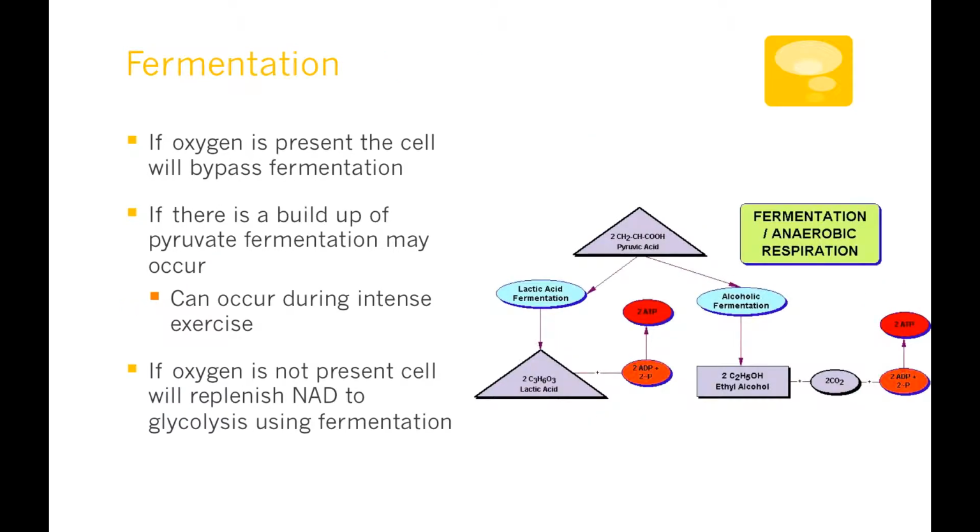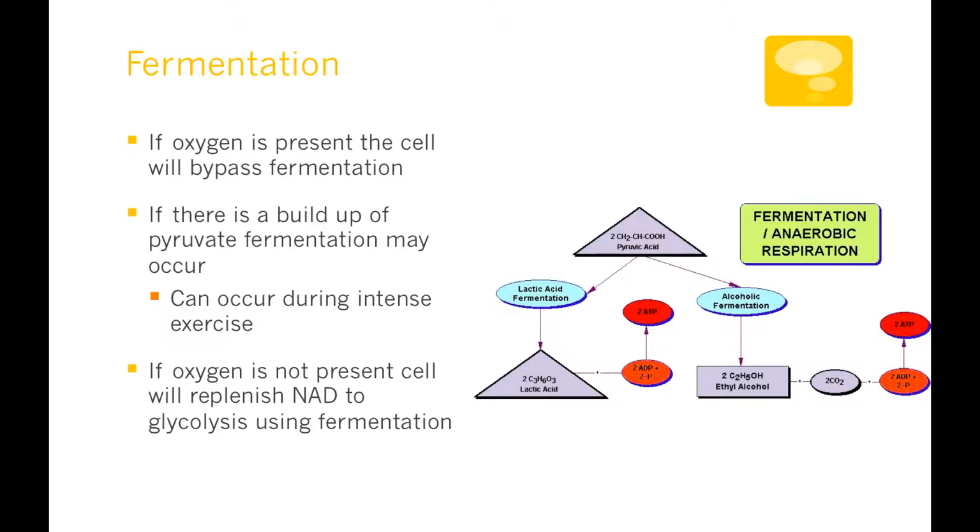So to summarize fermentation, if oxygen is present, the cell will bypass fermentation. If there is a buildup of pyruvate, fermentation may occur. This can occur during intense exercise. We lack what we need to continue aerobic respiration, and anaerobic respiration will occur, and this is why muscle fatigue sets in. If oxygen is not present, the cell will replenish NAD to glycolysis using fermentation. So if there's no oxygen ever present, then fermentation is the pathway which we will use pyruvate in, or pyruvic acid.